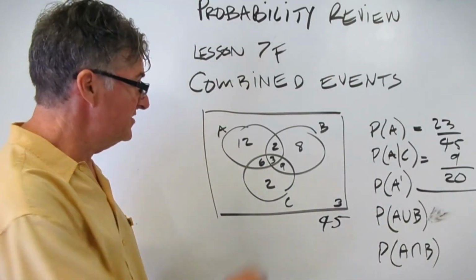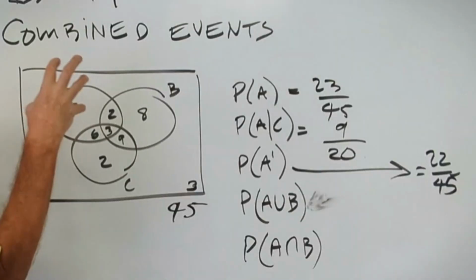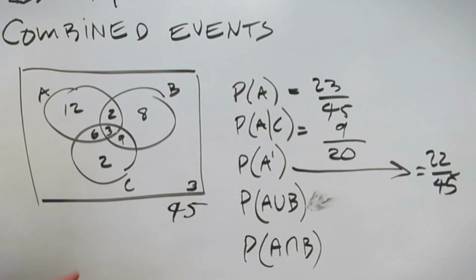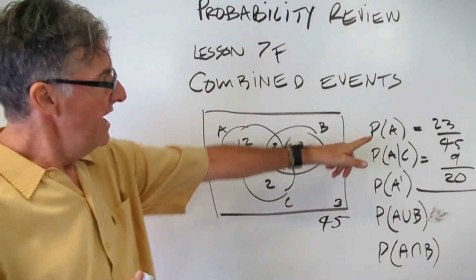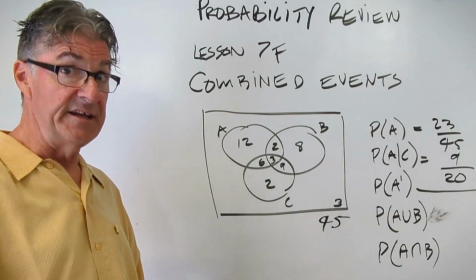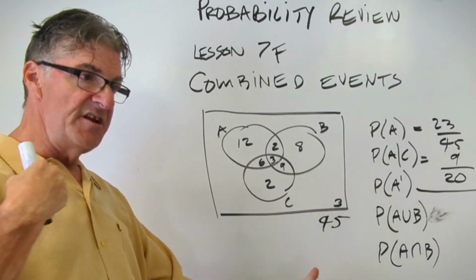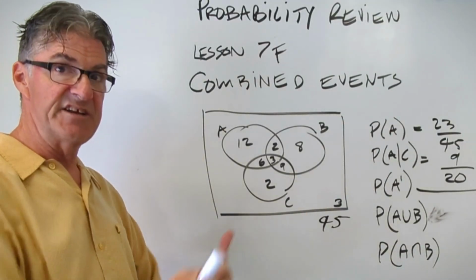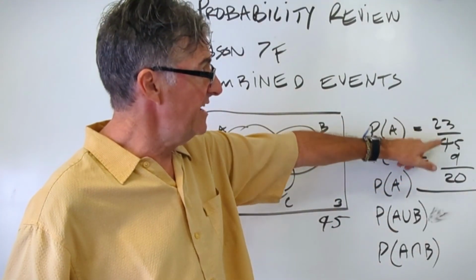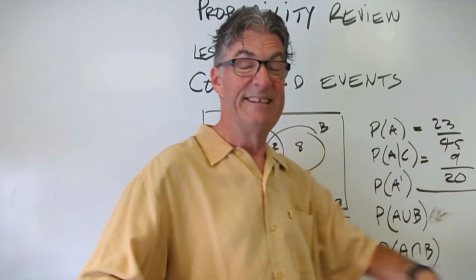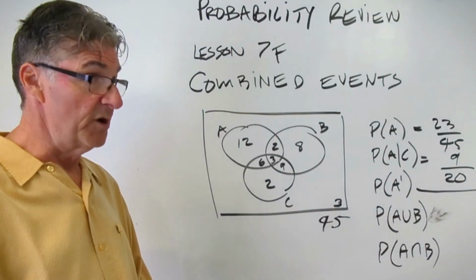What I did there is I just added up all the things that aren't in the A circle. None of these qualify because they are in A, even though they're also in B and C. Now, there's another way to do this one. A and not A together have to add up to 1, because in any situation, it's called the complement. With A and the complement of A, you get 1. You can see here, the probability of A is 23 over 45, the probability of not A is 22 over 45. Together that makes 45 out of 45.